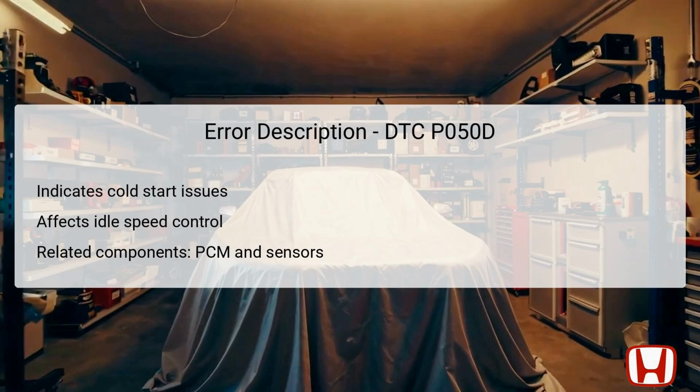The PCM's analysis of data from these components ensures a smooth cold start by managing the air-fuel mixture to prevent stalling or excessive idling. In terms of location, the PCM is generally found beneath the dashboard, while the ECT sensor is located near the engine block. Proper identification of the cold start system components is crucial for effective troubleshooting.